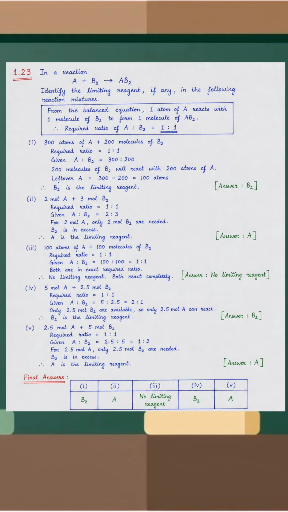Final answers: Part 1, B2. Part 2, A. Part 3, no limiting reagent. Part 4, B2. Part 5, A. Remember, always compare the given ratio with the required ratio from the balanced equation. The reactant which is consumed first is the limiting reagent.